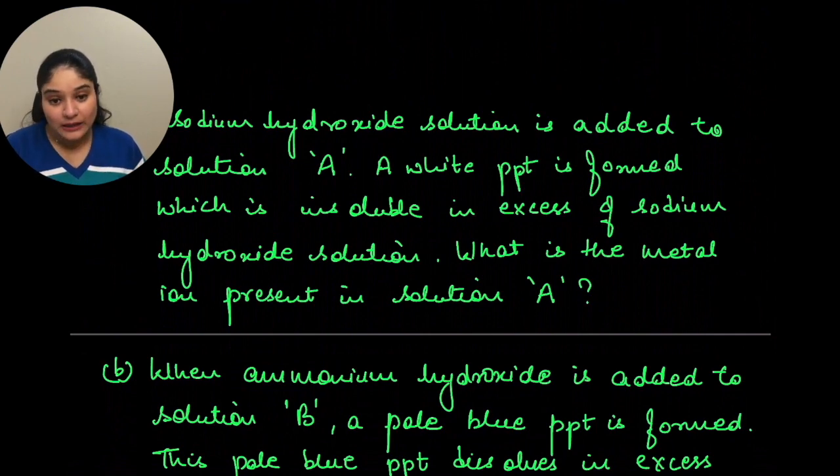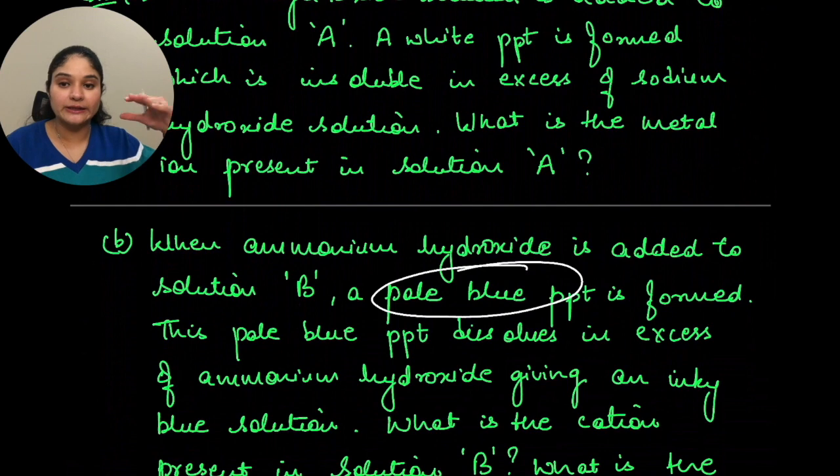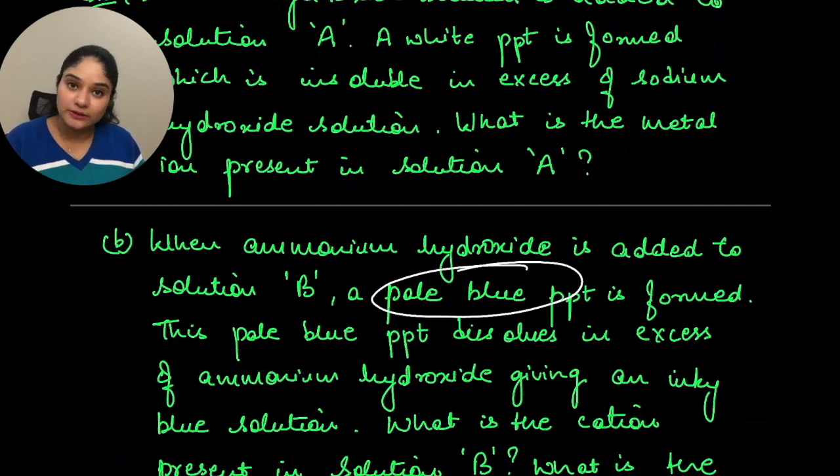Now next is when ammonium hydroxide is added to solution B, a pale blue. So whenever you see blue, you should lean towards copper and then completely read it, because sometimes it could be a trick question and they may give you some information in which you are not getting anything. So you will say no possible reaction. That can also happen. So make sure that you read it thoroughly, but of course lean towards copper.